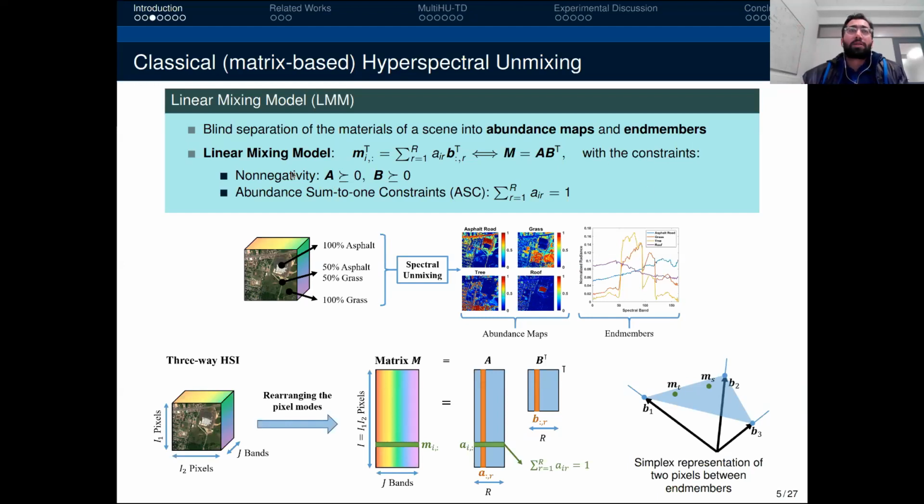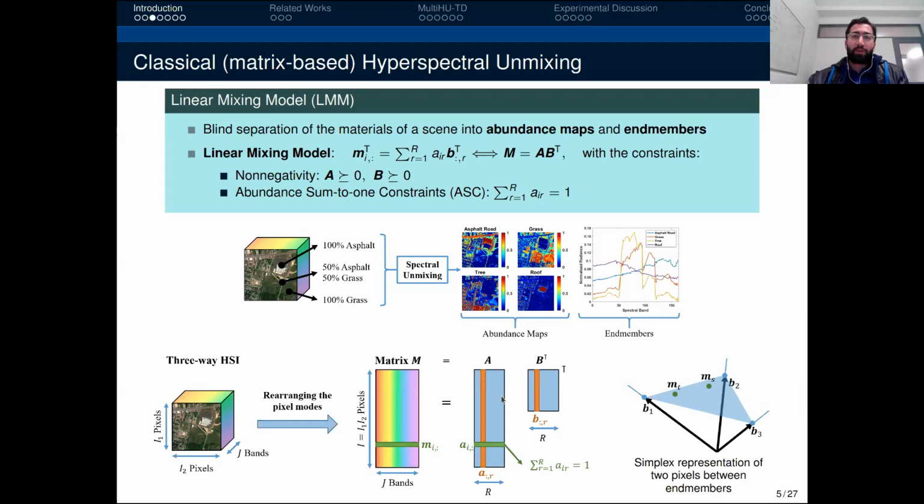There are two key features in the linear mixing model. We impose constraints of non-negativity, so that we promote the physical interpretation of the components, and we impose the abundance sum-to-one constraint on the abundances, such that each row in A, so each pixel representation in A, sums to one, which means it's a fractional abundance of the N members that exist in B.